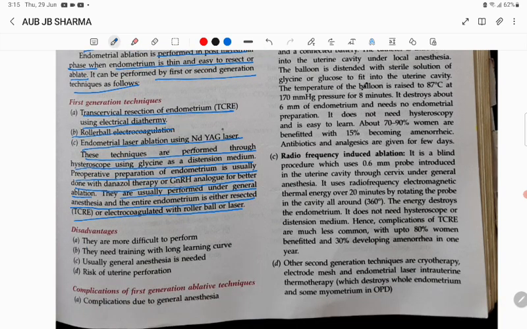The disadvantage of first generation endometrial ablation is that it is more difficult to perform. They need training with a long learning curve. Usually general anesthesia is needed, which carries its own risk.